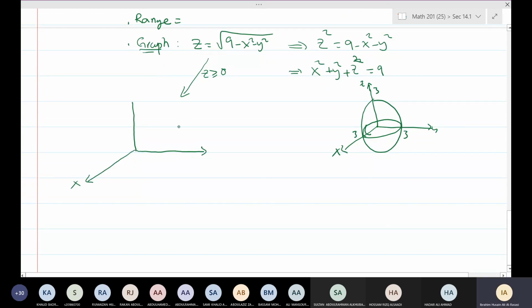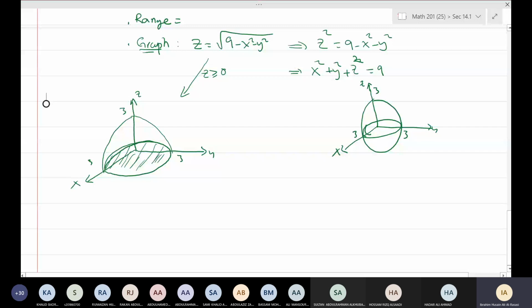This is x, this is y, and this is z, and this is h. Okay, so it will be the upper part. So this is the domain. This is the disk, the domain.